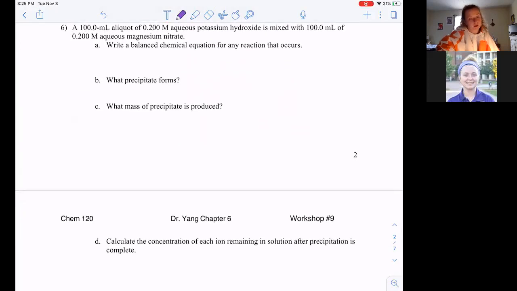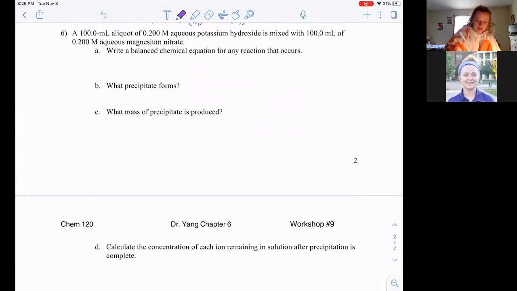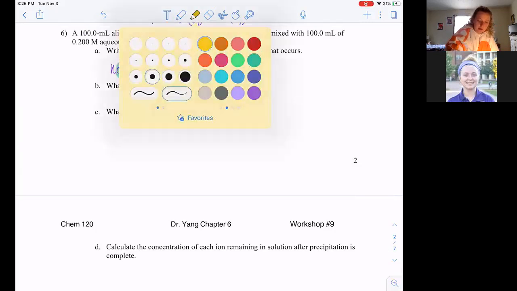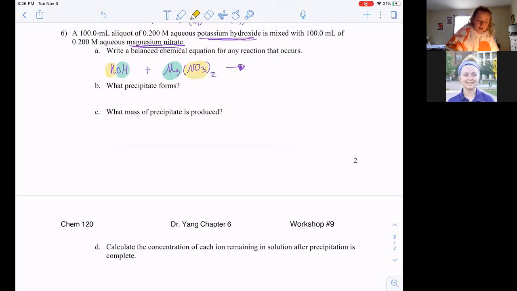Okay, so: write a balanced chemical equation for any reaction that occurs. Potassium hydroxide and magnesium nitrate. So we have KOH and Mg(NO3)2, the charges or whatever. What is that going to form? Well, we have to do a little switcheroo. So OH and magnesium are going to come together, and then your potassium and your NO3 are going to come together.